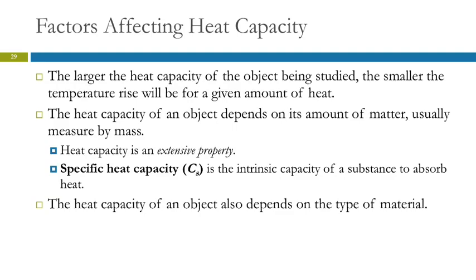So heat capacity, being an extensive property, isn't all that useful. So we make that into what we call specific heat capacity. And this is an intensive property. It's the intrinsic capacity of a substance to absorb heat. So heat capacity depends on amount of stuff. Specific heat capacity only depends on what the stuff is, not how much there is.